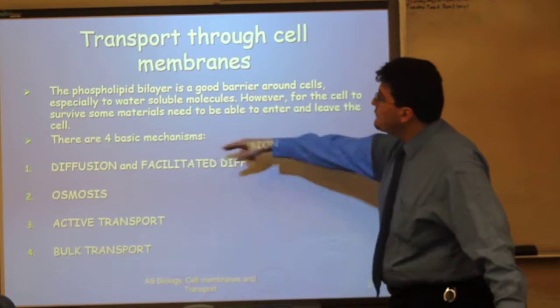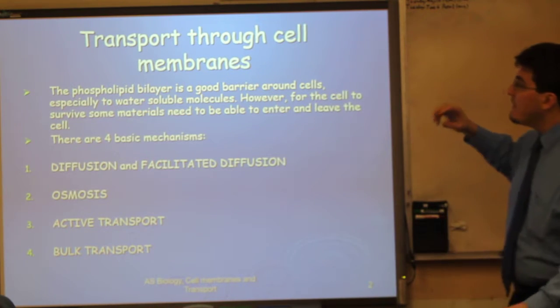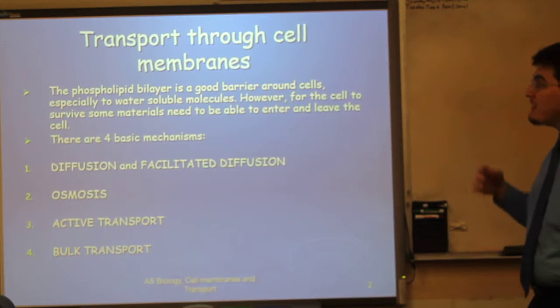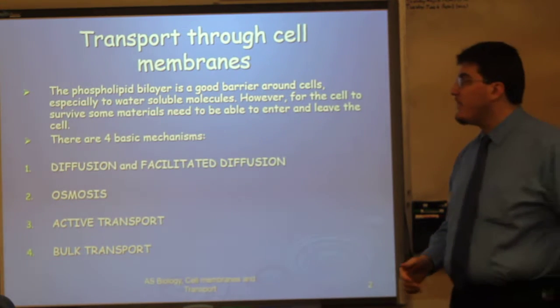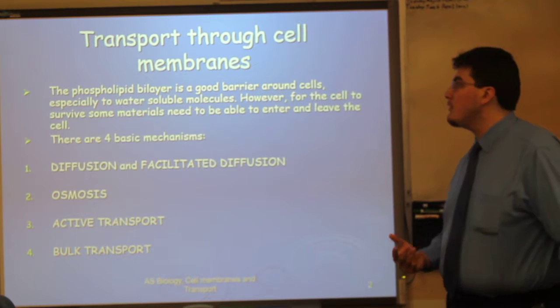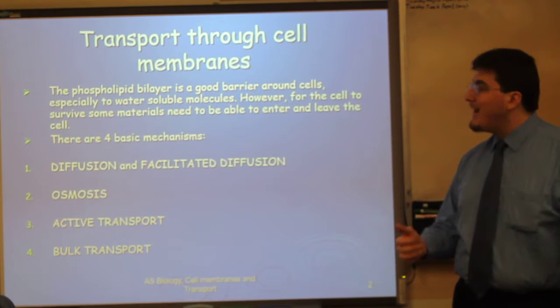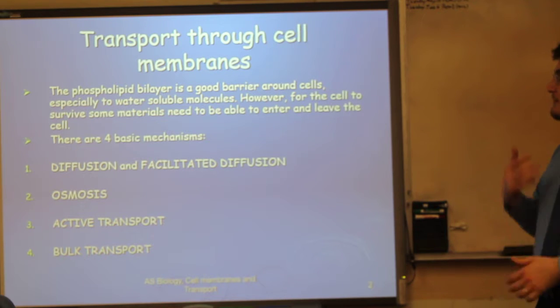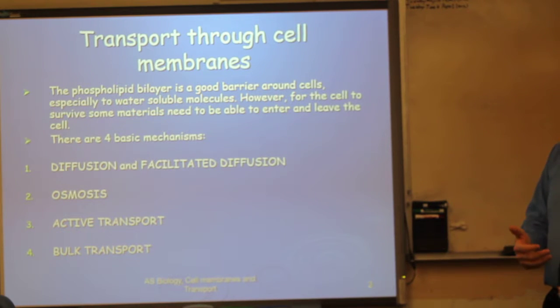So, transport through the cell membranes. The phospholipid bilayer is actually a really good barrier around the cells. It's especially a good barrier to water-soluble molecules, polar molecules. But we really need some stuff to cross to be able to enter and leave that cell.